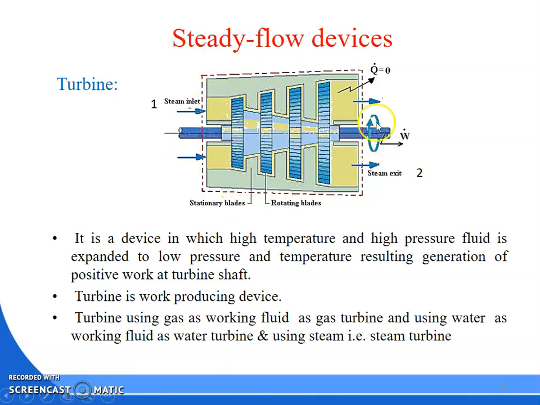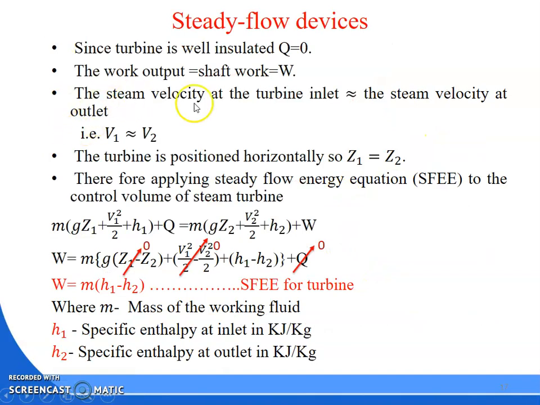When the blade rotates, the shaft rotates, and the shaft work you get is the mechanical form of work. Work is a form of energy. So the W amount of work you get. Work done by the system is positive work. Steam velocity at the inlet and outlet of the turbine is taken as the same, so V1 is approximately the same as V2.